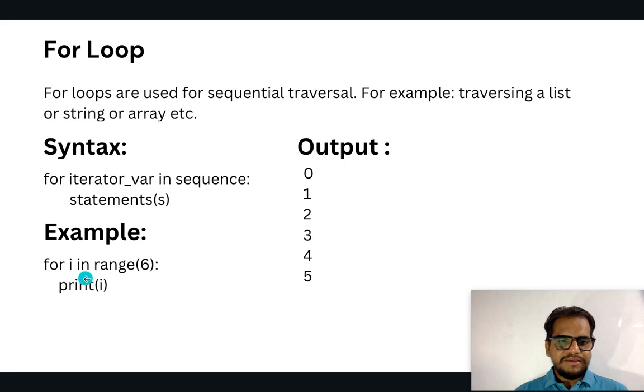Example: for i in range(6): print i. Whenever we are typing range 6, it means it loops 6 times and the i increments automatically. In a while loop we need to type that increment, but in a for loop we don't need to type the increment. So here it shows 0, 1, 2, 3, 4 and 5. After that the condition fails, and then it will stop.